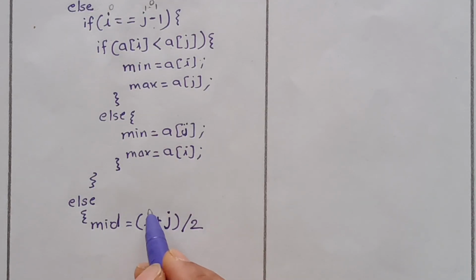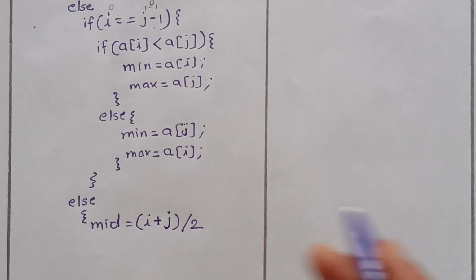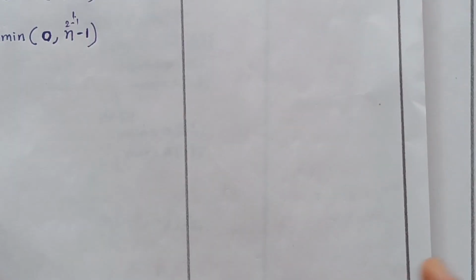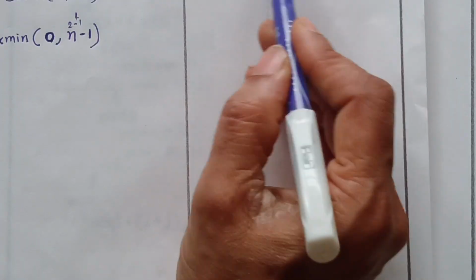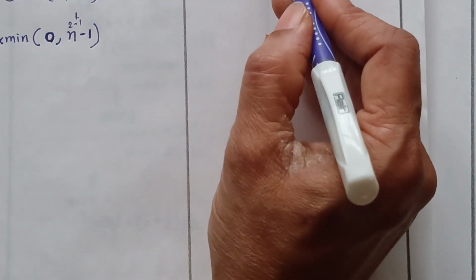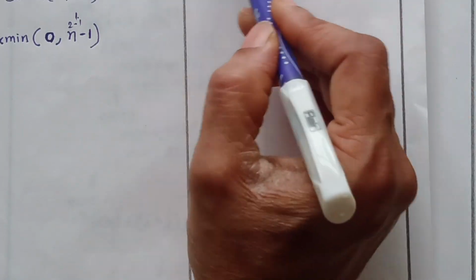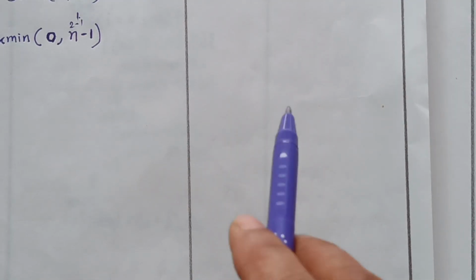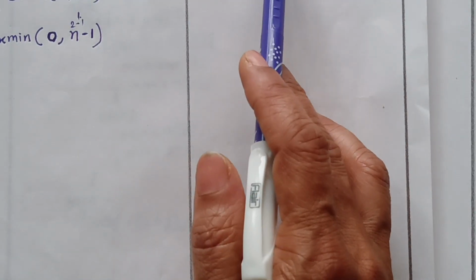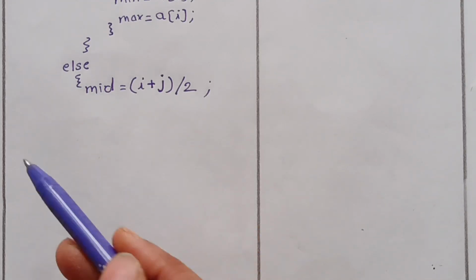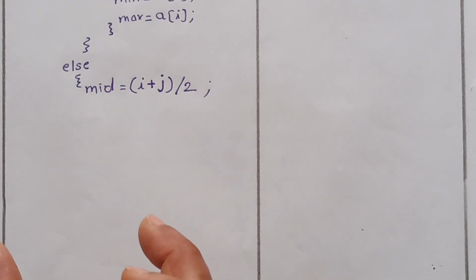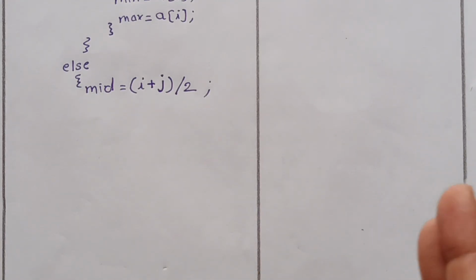What is i here? Suppose we are taking the size as 5. How many elements are there? 5 elements are there. So what should you do? You have to divide these array elements into 2 parts. For that you have to find out mid. Using this mid, you can divide the whole array into left array elements and right array elements.